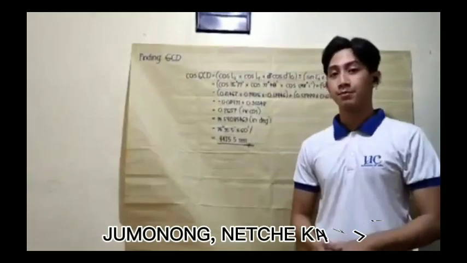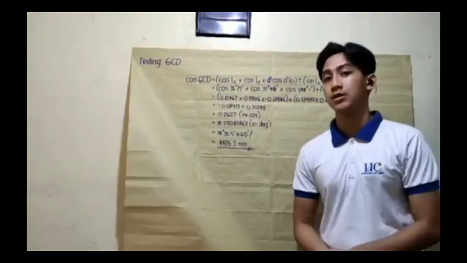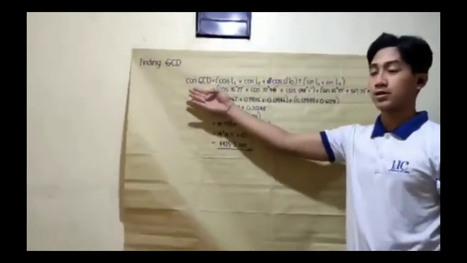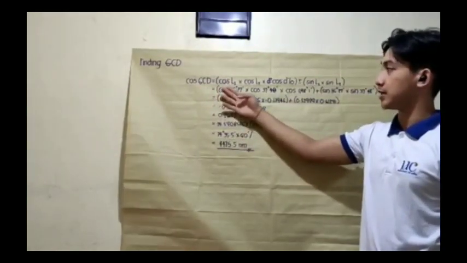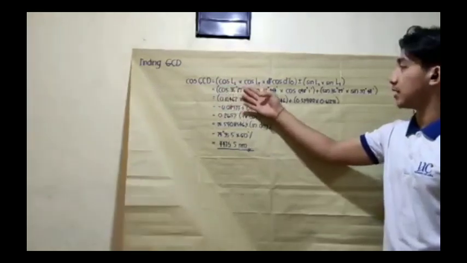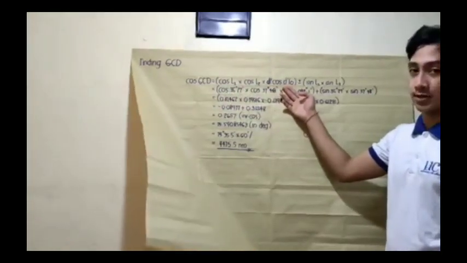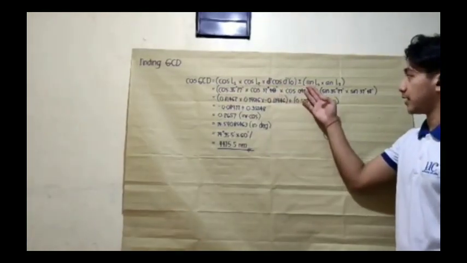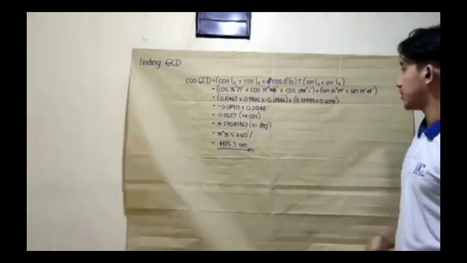For the next step, we will find the GCD. So in finding the GCD, we will use this formula. So here is cosine GCD equals open parenthesis cosine latitude 1 times cosine latitude 2 times cosine DLO, then close parenthesis, then plus or minus open parenthesis again, sine latitude 1 times sine latitude 2, then close parenthesis.